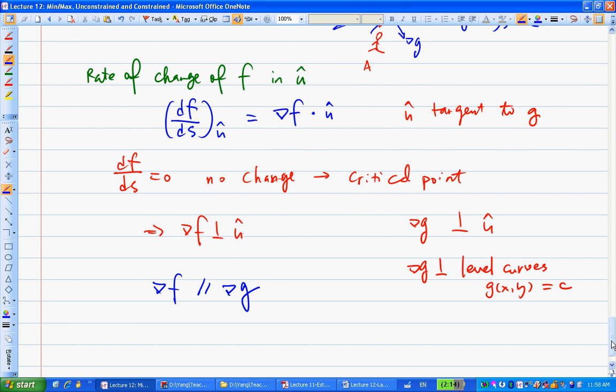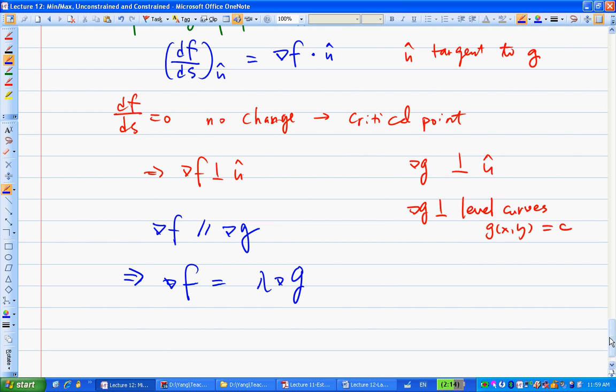Right? Parallel. Now remember, del g is a vector. When two vectors are parallel to each other, what's the difference? A multiple. They are just a multiple of each other. Now this is a very important conclusion. What's coming next is basically all based on this.